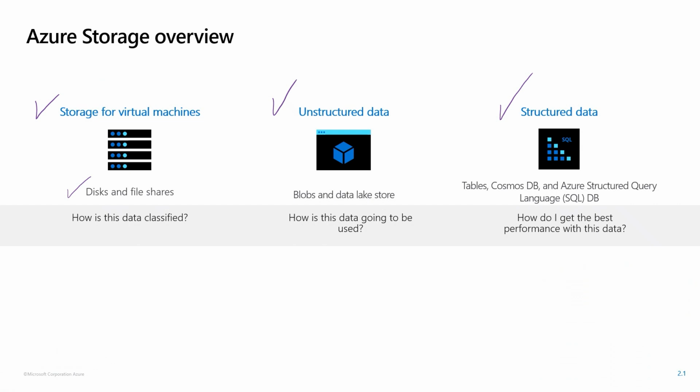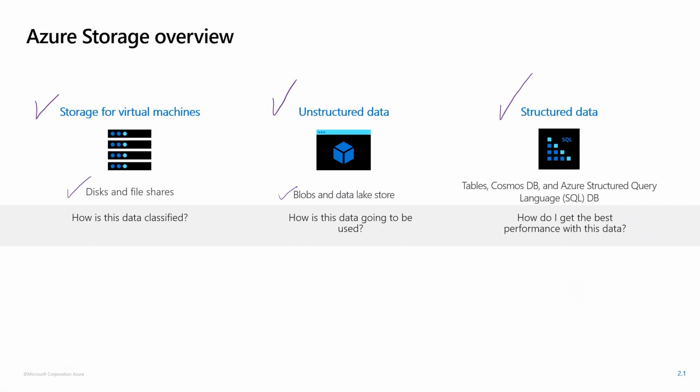Unstructured data would include blobs, binary large object files, or data lake storage. Blobs are highly scalable, REST-based cloud object stores, and data lake storage, such as Hadoop, would give you a way to manage file systems distributively as a service.